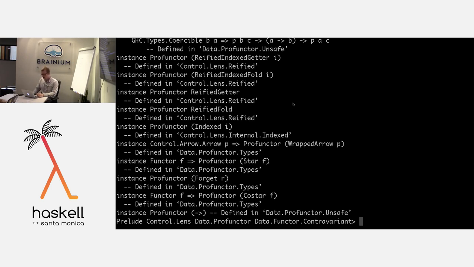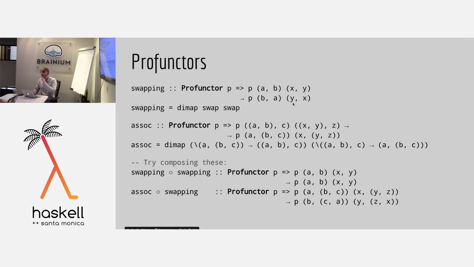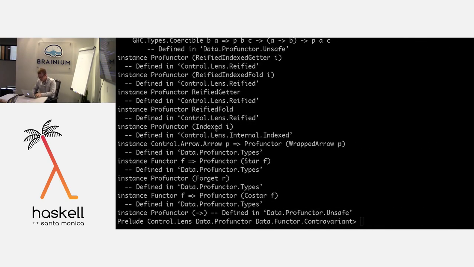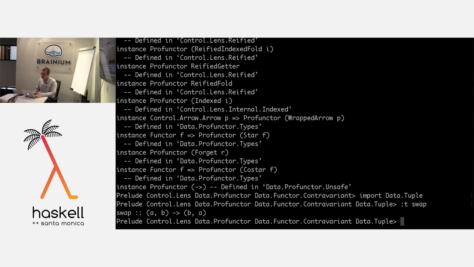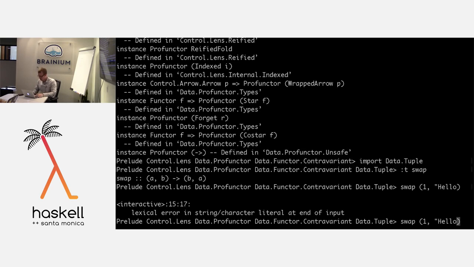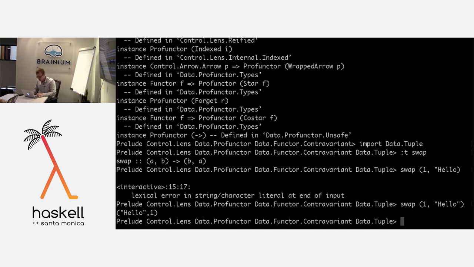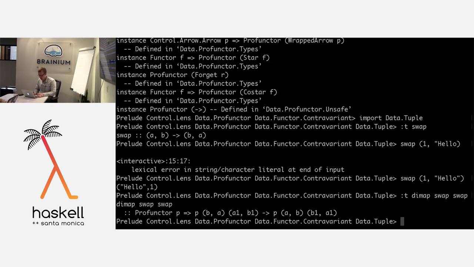So let's see. I want to give an example. We can just implement this. Okay, so if I import data.tuple, we have this function called swap. It takes a tuple and it just reverses the order of the arguments, right? Just flips them around. So I'm going to do swap of 1 and hello, and get hello 1. Okay. So if I look at the type of die map and I apply it to swap twice, okay, then that gives me this.